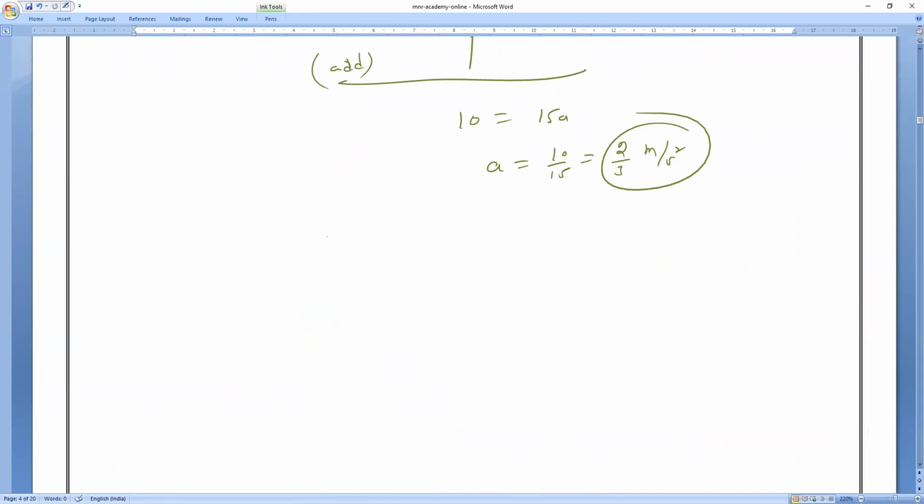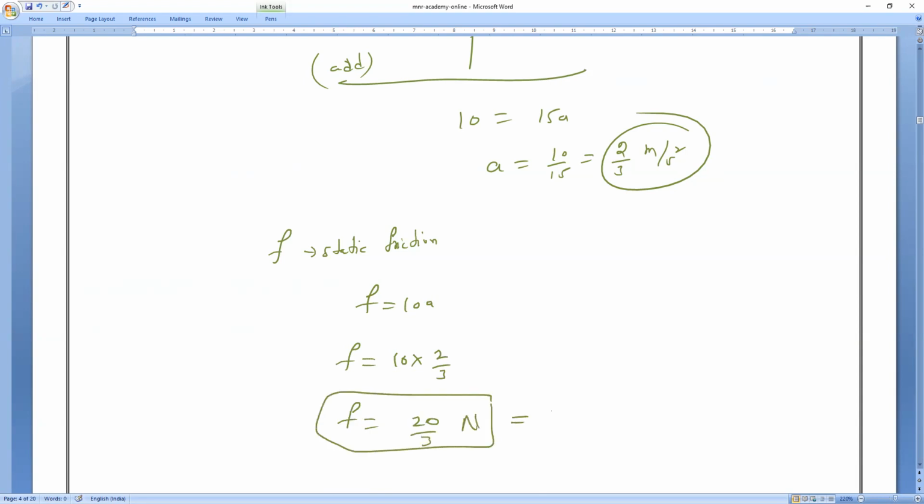So we can find the static friction. We got it already. So static friction, what is the formula? F is equal to 10A. So F is equal to 10 into acceleration, which is 2 by 3. So F is equal to 20 by 3. Am I right? 20 by 3 means we all know that 6.6 newtons. So this F means what? Static friction. Clear, everybody?